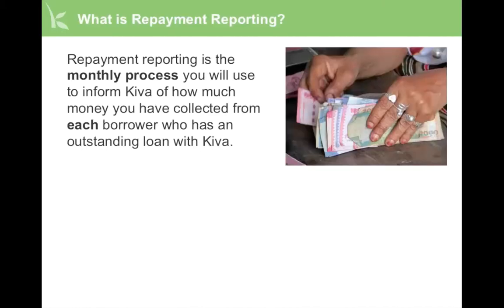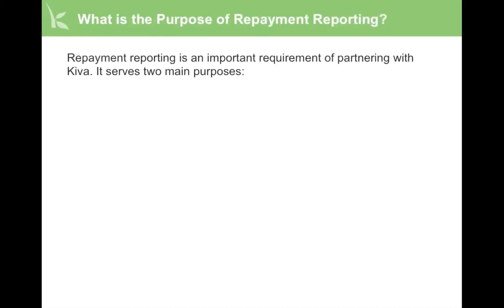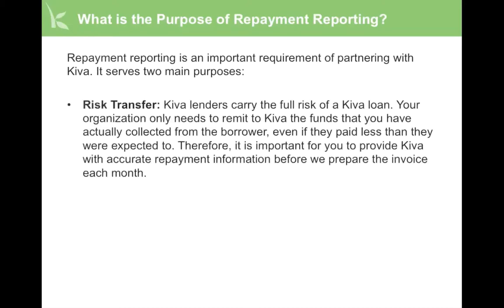First, we will learn what repayment reporting is and why it is important. Repayment reporting is the monthly process you will use to inform Kiva of how much money you have collected from each borrower who has an outstanding loan with Kiva. Repayment reporting is an important requirement of partnering with Kiva. It serves two main purposes.